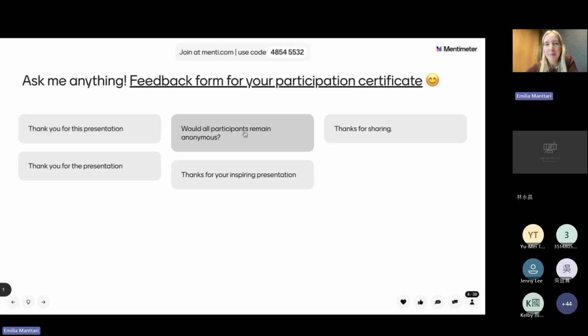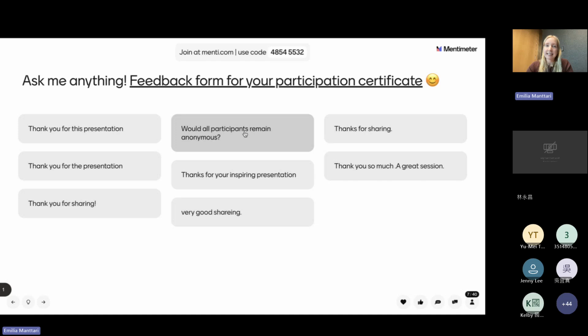Would all participants remain anonymous? By default, Mentimeter is anonymous. So today's session, for example, is fully anonymous, but we do also have the option to either just gather participant names so that people submit their own name, or we also have the option to authenticate the participants. So if you, for example, want to do assessments through Mentimeter, you do also have the option for that.